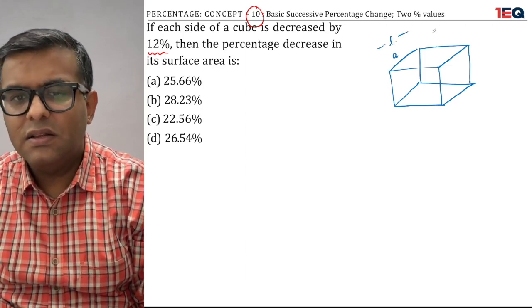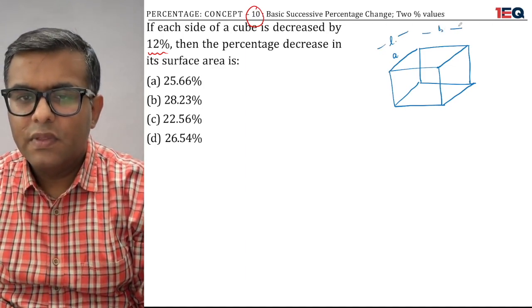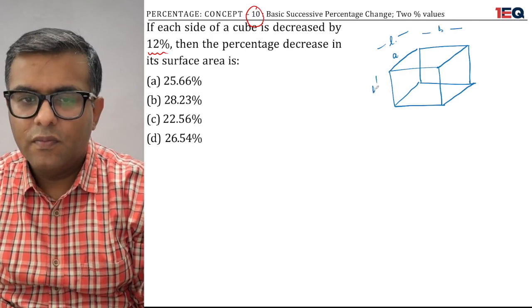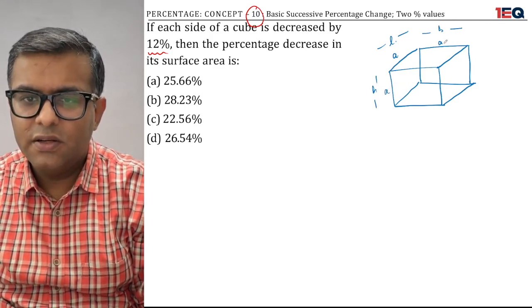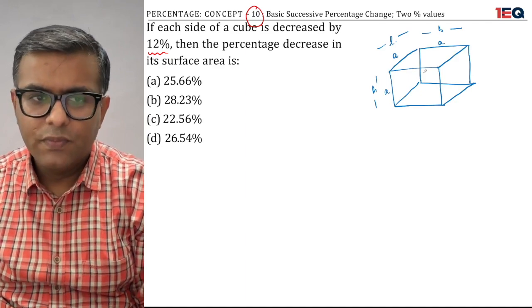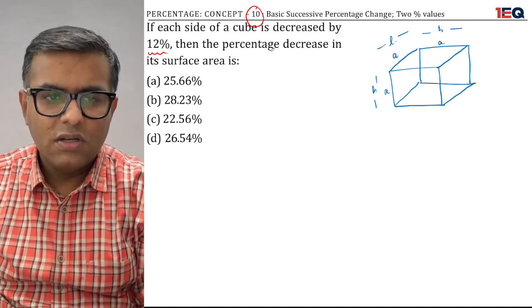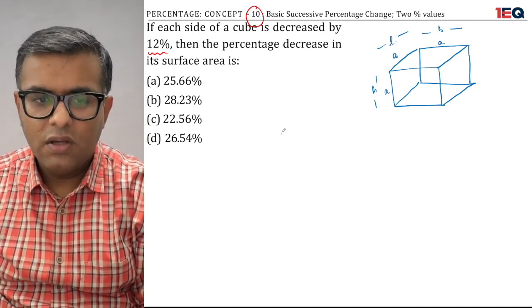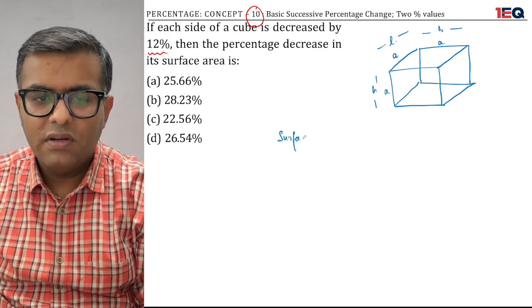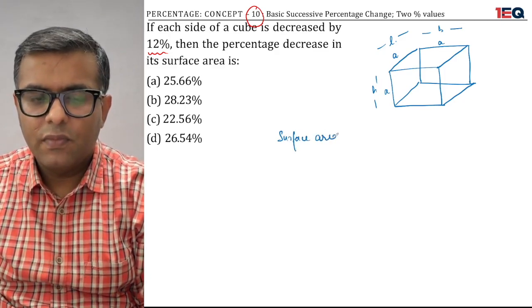This is the length, this is the breadth, and this is the height. If all the sides are equal, then this can be called a cube. So it's talking about the surface area. Okay, it is talking about the surface area here.